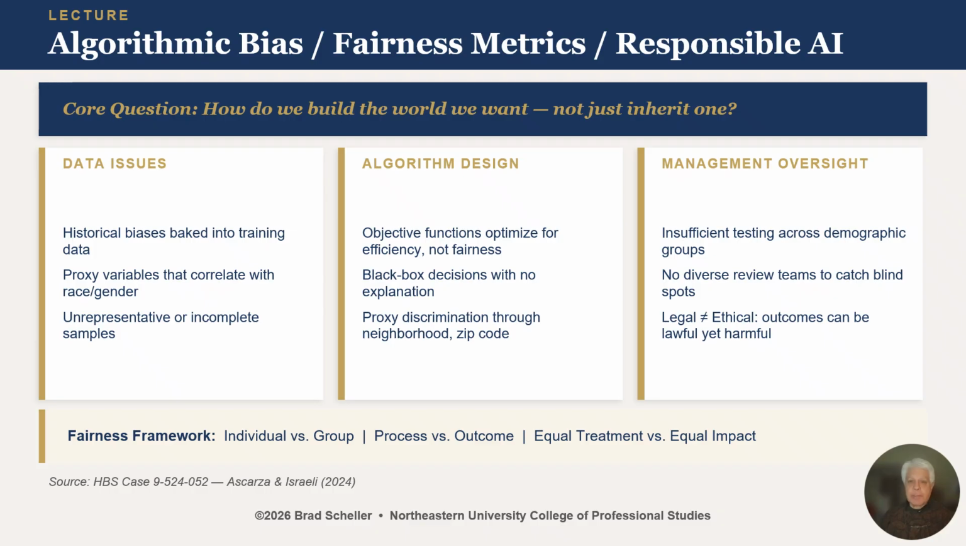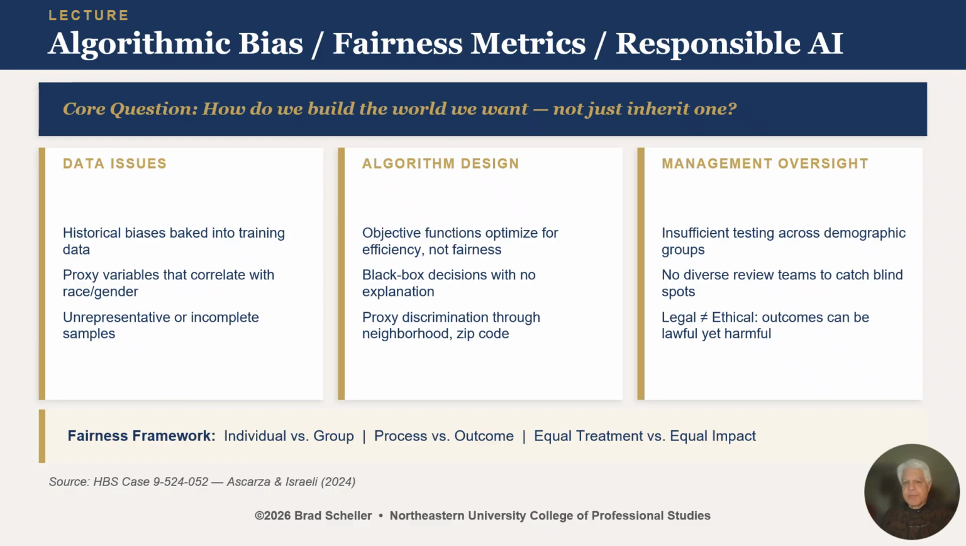Second, the algorithm design. Most AI systems optimize for one thing, usually efficiency, revenue, profit, or engagement. Fairness is not the objective function because nobody can explain what that is, and it's not really measured. So when a decision is made about what the algorithm is, it often overlooks these issues, and that's a problem.